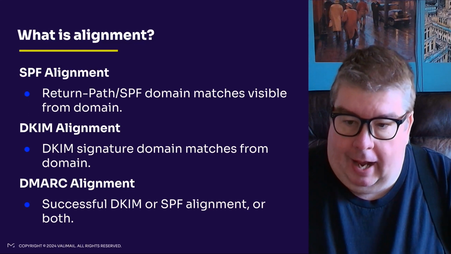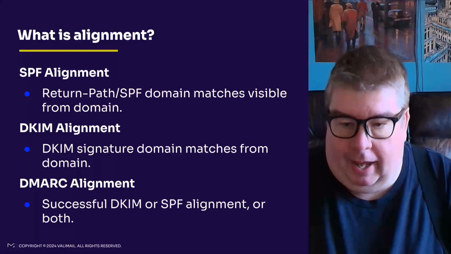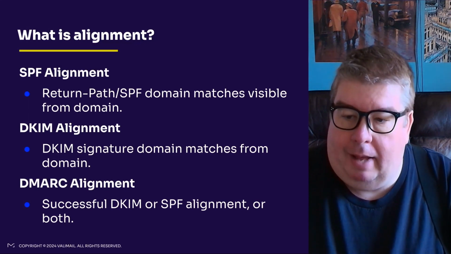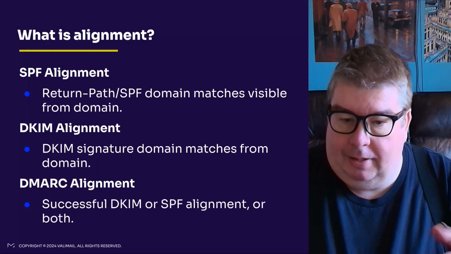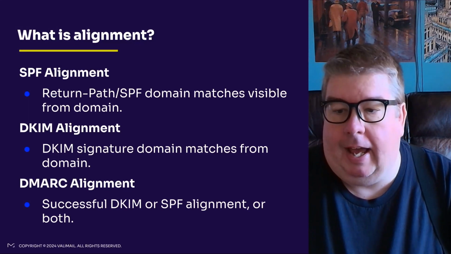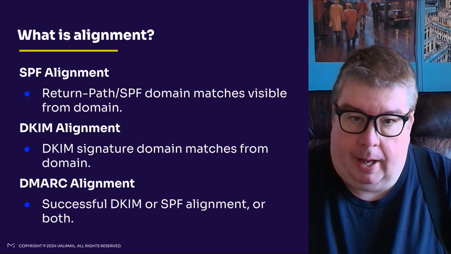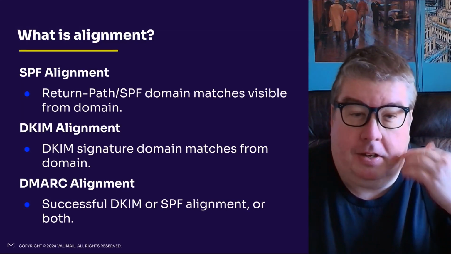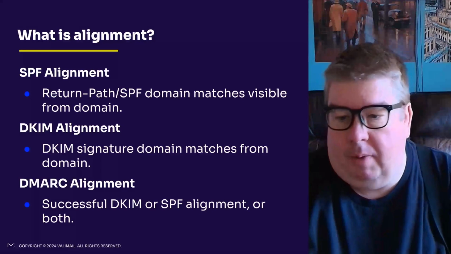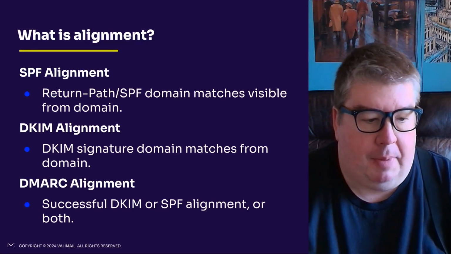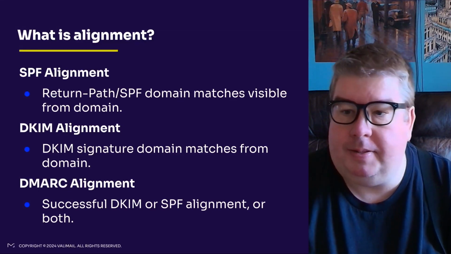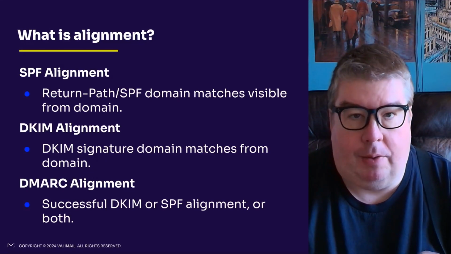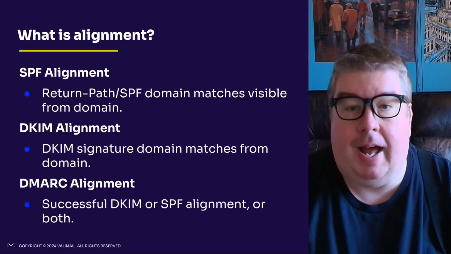With DKIM alignment, there's that hidden DKIM signature header where you specify the domain, and DKIM alignment means that that DKIM header's domain, usually the d= setting in that header, matches, again, the visible from domain. Now, for what I think of as DMARC alignment, I'm not sure if I'm using the term exactly correctly, but I'm going to call it DMARC alignment. What DMARC alignment means is that DMARC passes because either or both SPF and DKIM align. It can be one or the other or both. It does not have to be both.